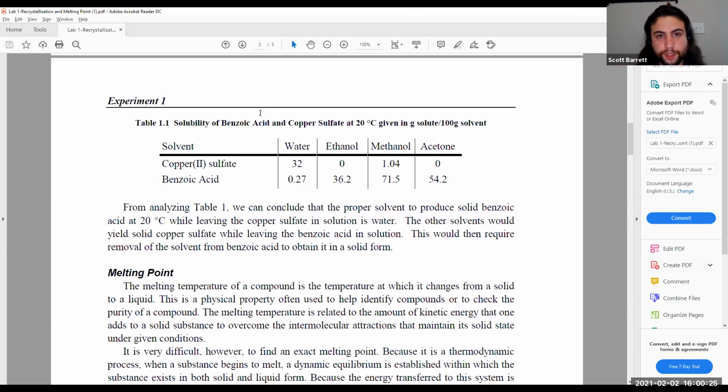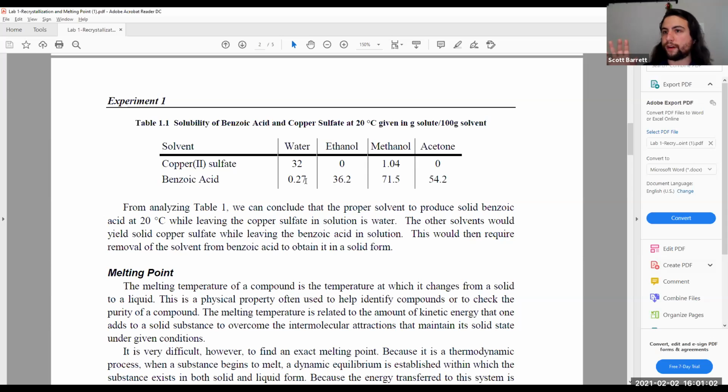So looking here, water is a great solvent for the mixture because, as you can see, 32 grams of copper sulfate can be dissolved into water at 20 degrees Celsius, which is near room temperature, whereas only 0.27 grams of benzoic acid can be dissolved. As we increase the temperature, however, benzoic acid can be dissolved more easily, and that is part of the experiment we would be performing: take benzoic acid in a mixture and dissolve it into water, then heat it up until it completely dissolves, and then cool it down slowly.